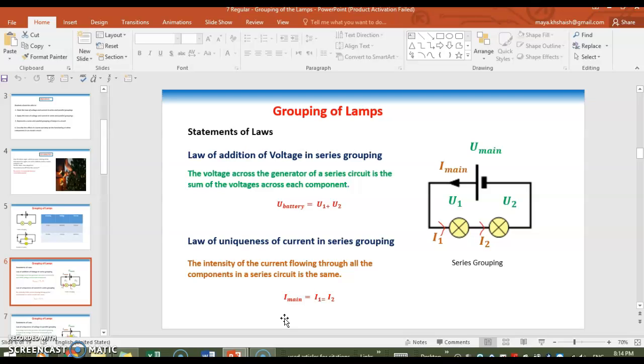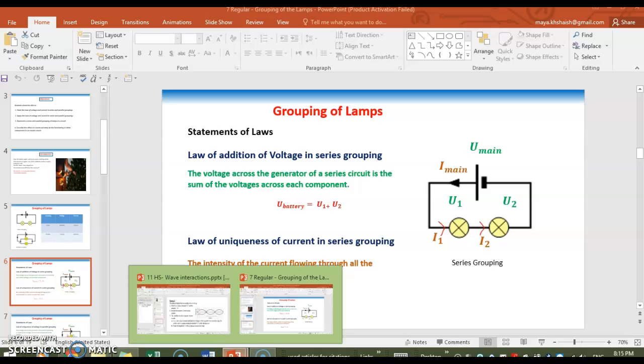Law of uniqueness of current in series grouping: the intensity of the current flowing through all the components in a series circuit is the same. So I main equals I1 equals I2. Direct application.